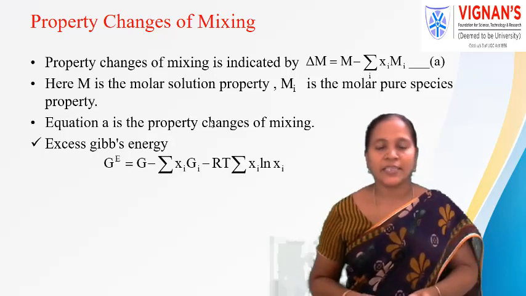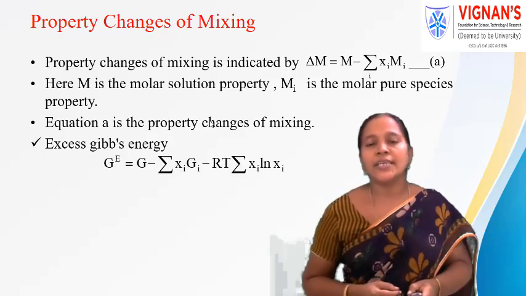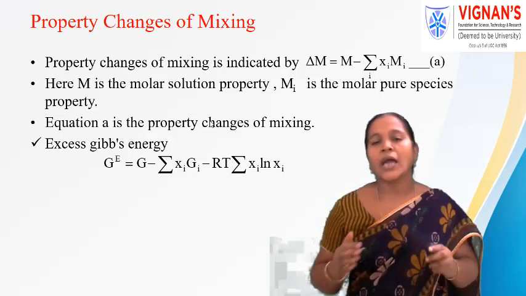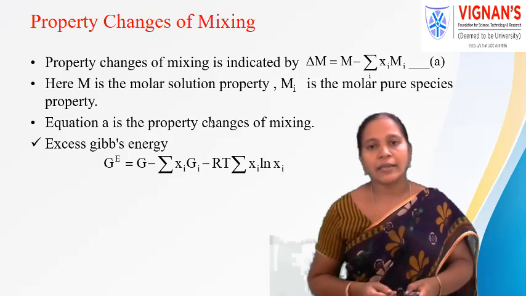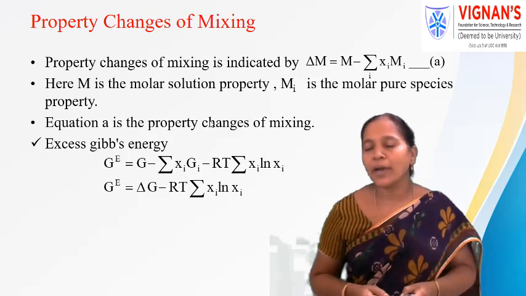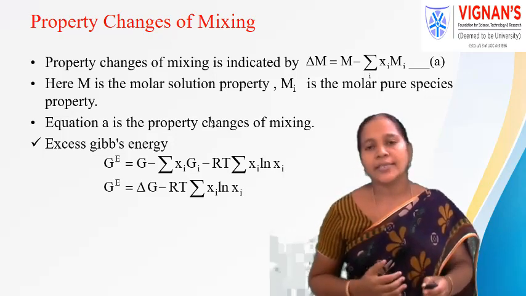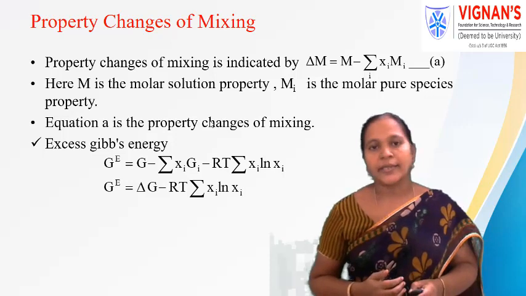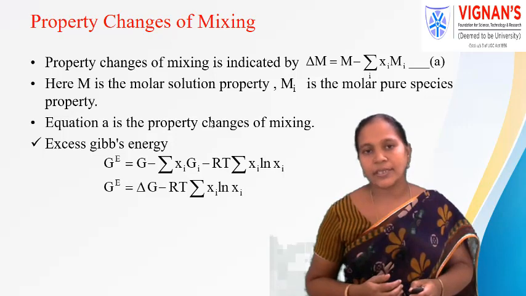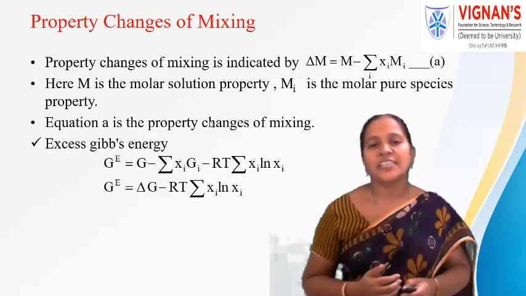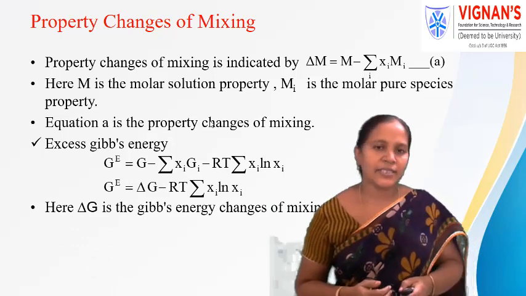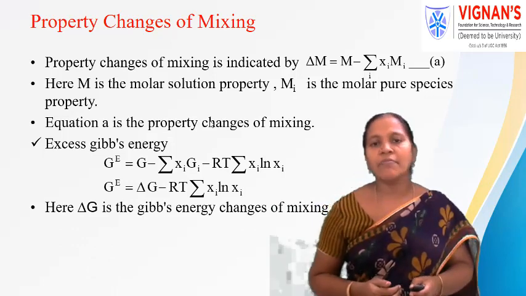Here excess Gibbs energy is represented by GE is equal to G minus sigma xi Gi minus RT sigma xi ln xi. Then GE is equal to delta G minus RT sigma xi ln xi. Delta G is equal to G minus sigma xi Gi, which comes from property change of mixing. Here delta G is the Gibbs energy change of mixing.